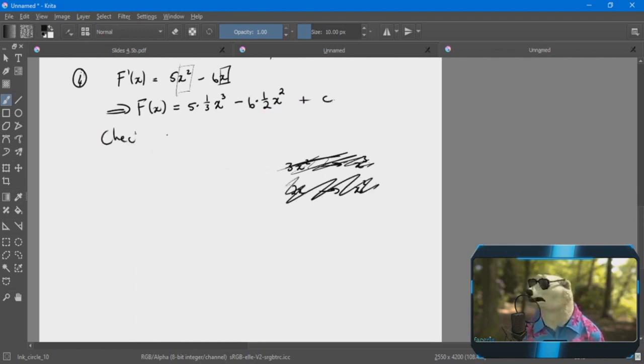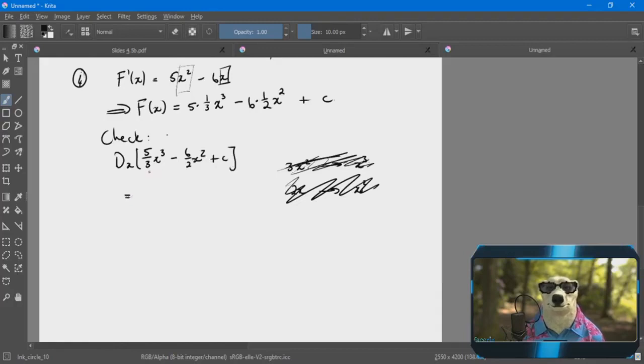Now I can check this. I see so many people not bothering to check. I should always know exactly if my answer is right, because I can take the derivative of it and see if I get the given function. So let's simplify that as we go, I suppose. 5/3x cubed minus 6/2x squared. I'm not actually simplifying it completely on purpose.